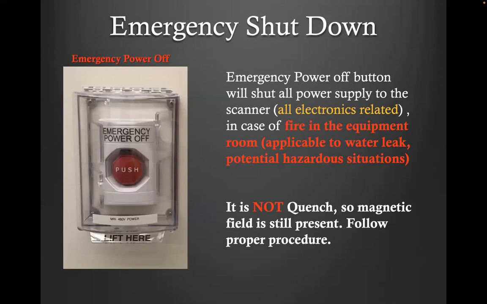The emergency power off button is to power off all the peripheral equipment. It should be used when there is a hazard of fire, or a water leak, or other potentially hazardous situations. You can press that button to power off. That is usually fine, not very bad for the machine.